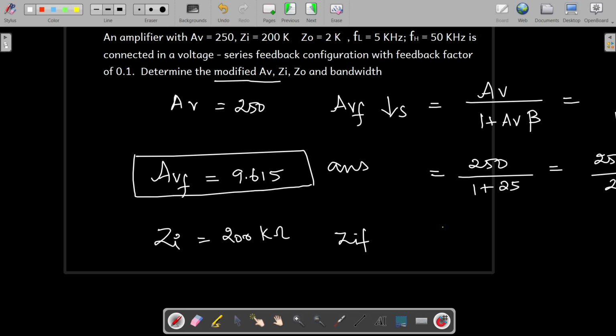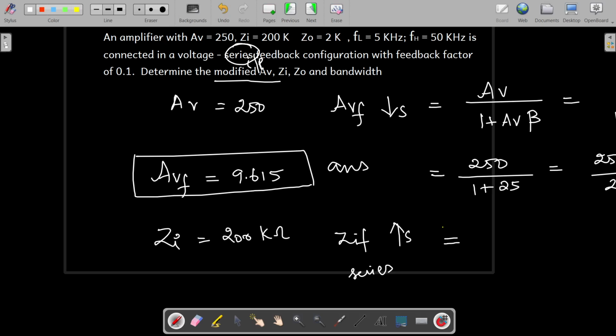Does the input impedance with feedback increase or decrease? It increases. Why? Because we have series mixing, which indicates the input side. If you have the series type of mixing, then that impedance increases. I gave you one example, 10K plus 10K, right?